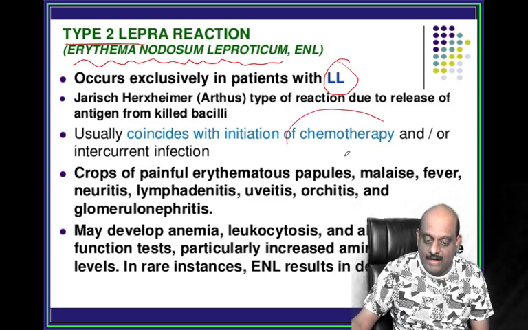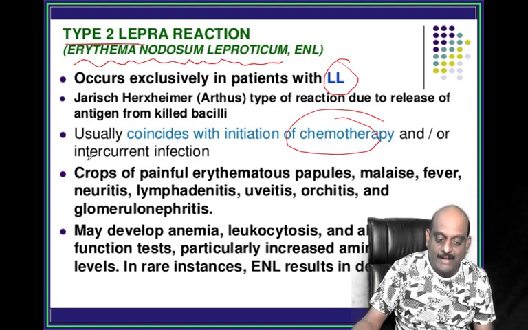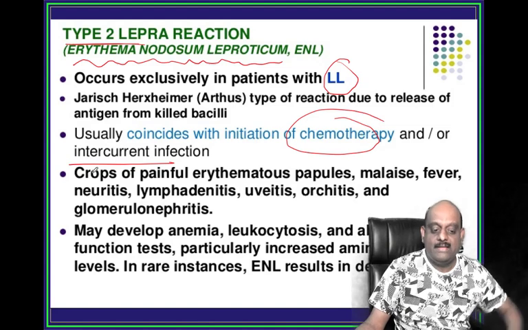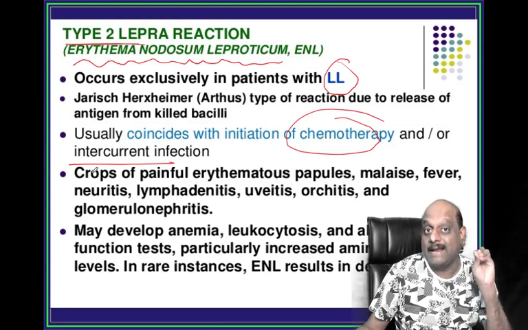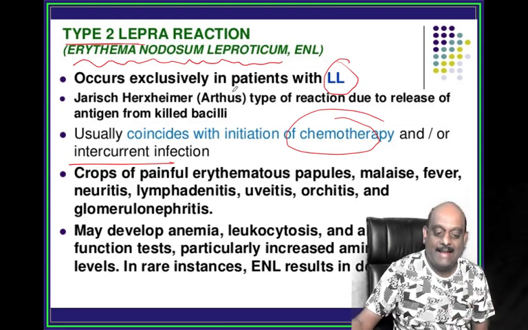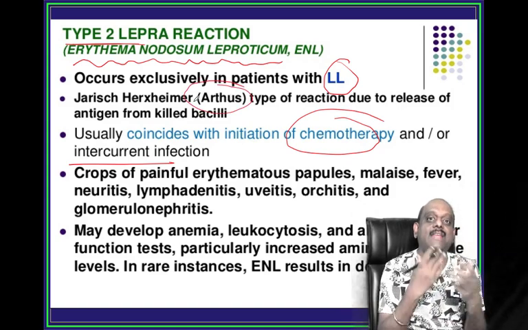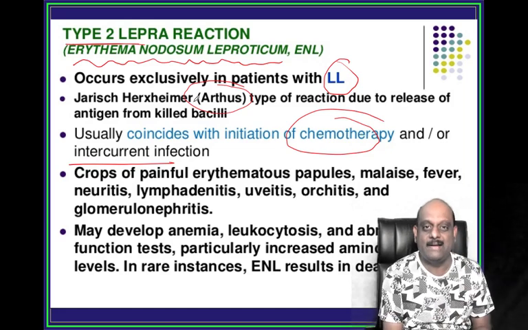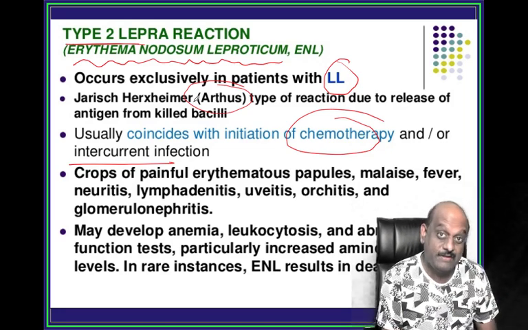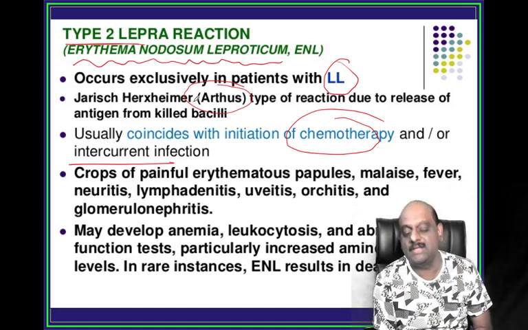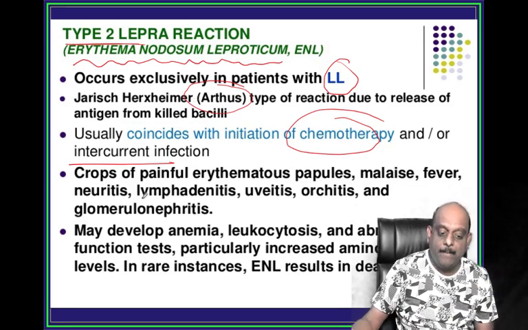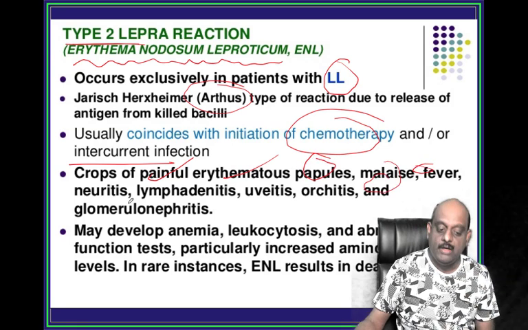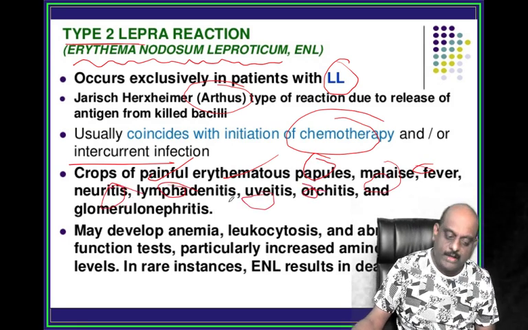When you have initiated the chemotherapy, or if there is any intercurrent infection in a leprosy patient, there is a release of antigen from the killed bacteria, and that elicits an Arthus reaction, a serum sickness like reaction, similar to the Jarisch-Herxheimer type of reaction in syphilis. There will be painful erythematous papules, malaise, fever, neuritis, lymphadenitis, uveitis, orchitis, glomerulonephritis.